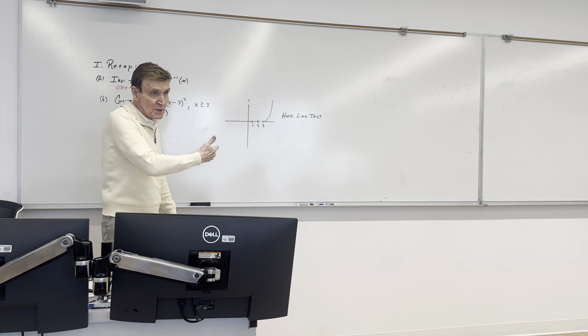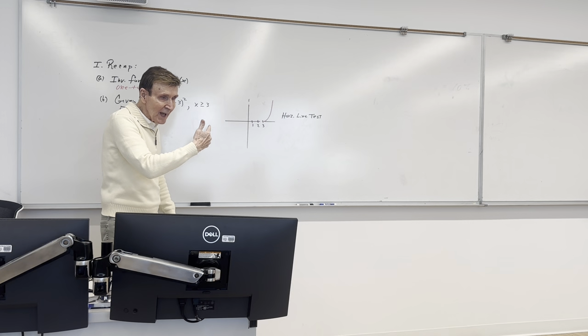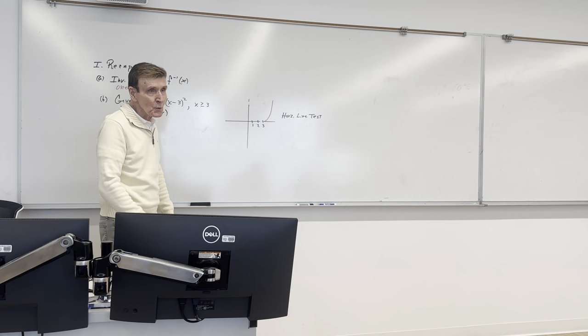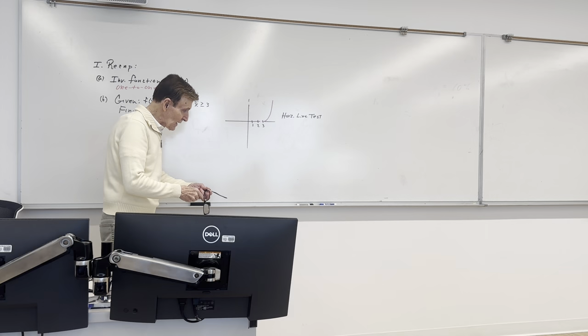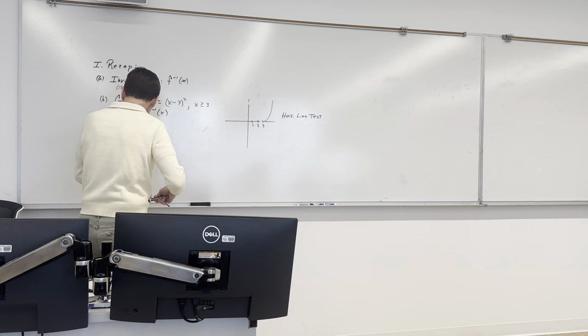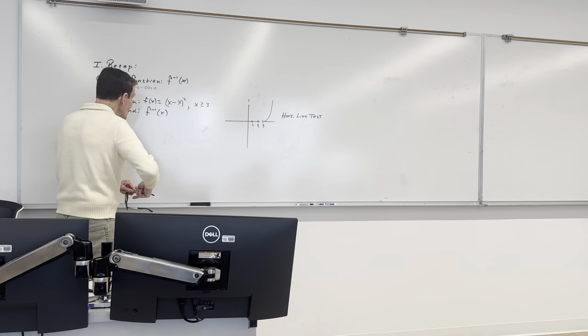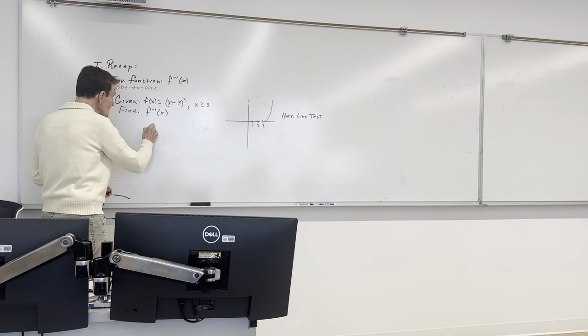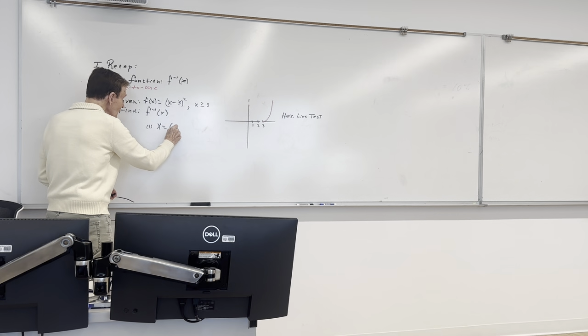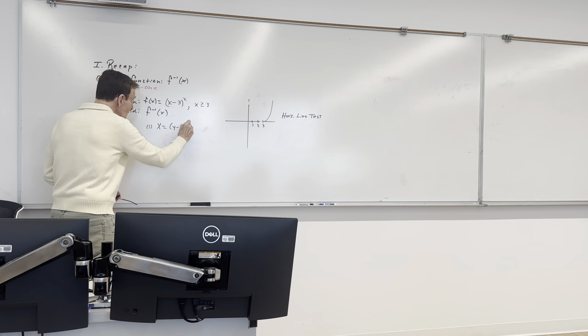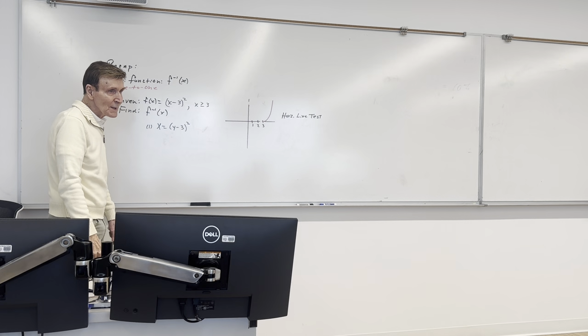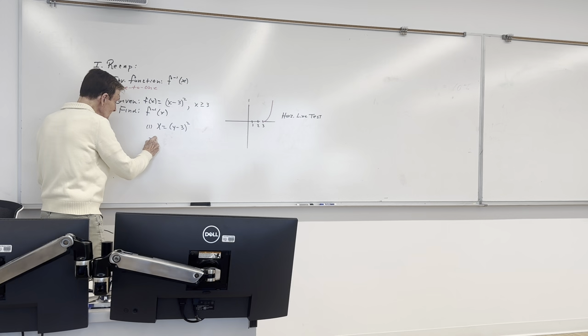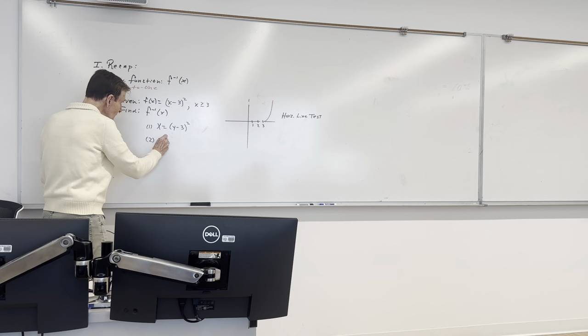Now, would this pass the horizontal line test? Therefore, this one has an inverse. So we're going to find the inverse now. To find the inverse, only 2 steps. Step 1, since it is now 1-to-1, step 1 is to interchange the coordinates. In other words, make this the x and this the y. Step 1. Step 2, and the last step, is solve for y.